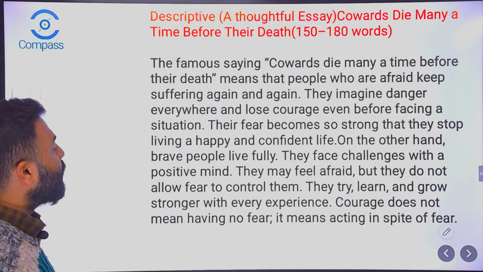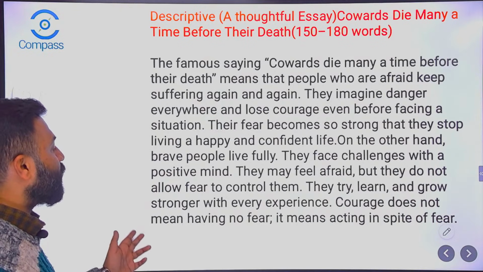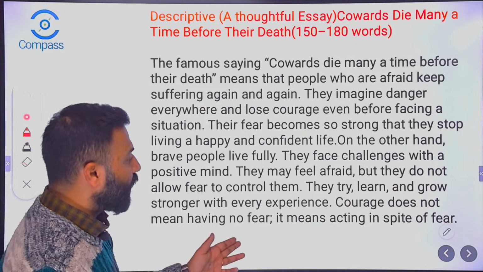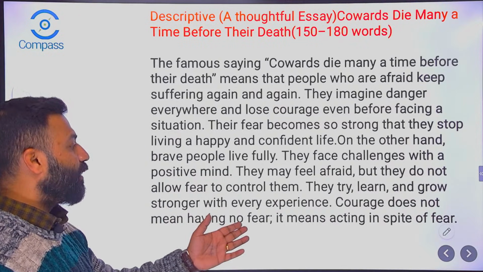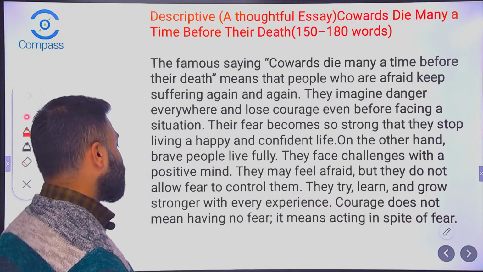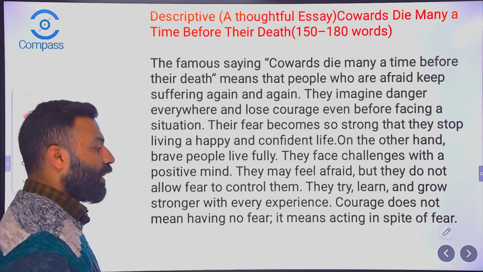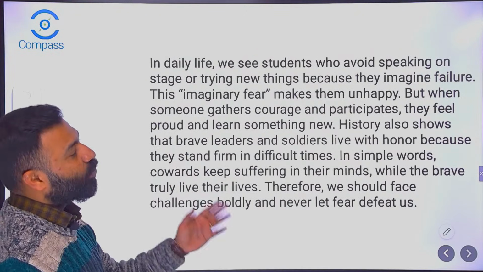On the other hand, brave people live fully. They face challenges with a positive mind. They may feel afraid, but they do not allow fear to control them. They try, learn, and grow stronger with every experience. Courage does not mean having no fear. It means acting in spite of fear, and so on.